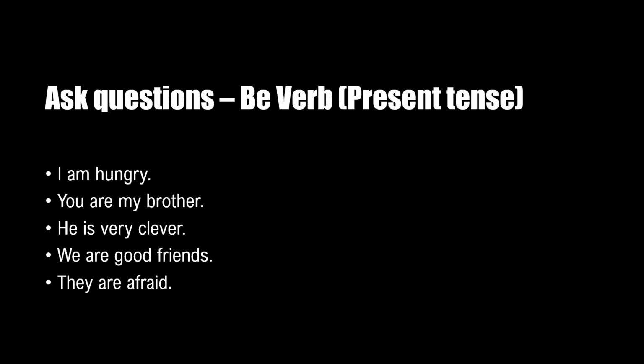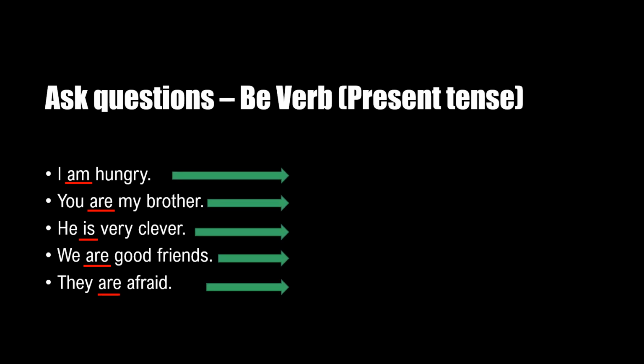As I said, the be verb can also be used to ask questions. We have got these sentences. So where are the verbs here? I am, you are, he is, we are, they are. So all the linking verbs have been underlined. How do we make them into questions? Can you try?